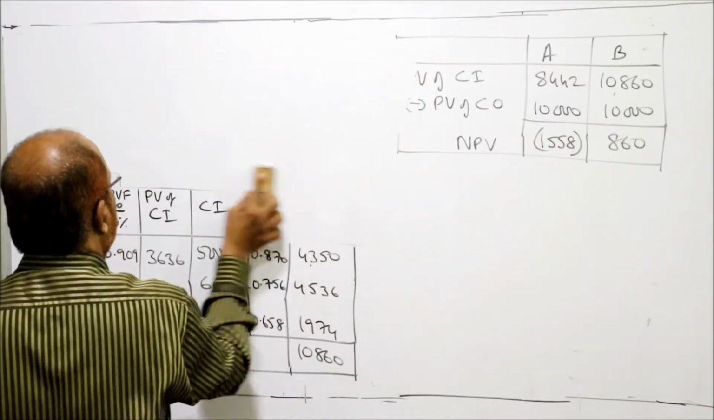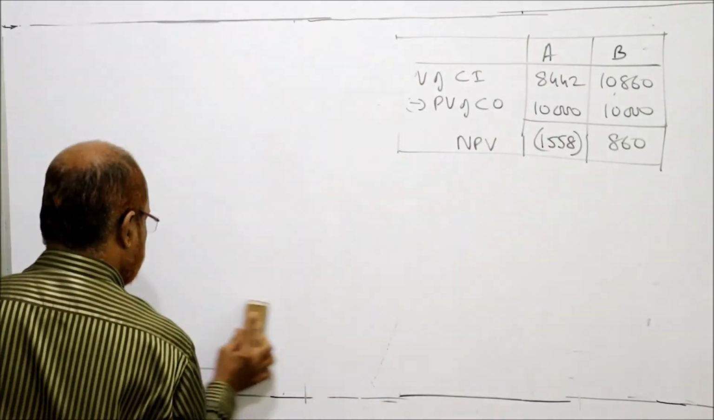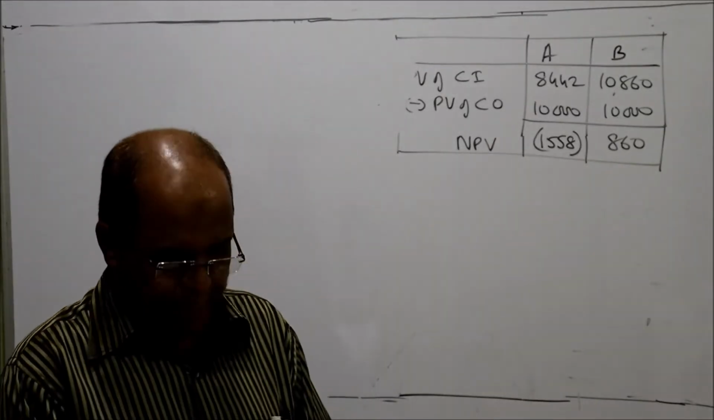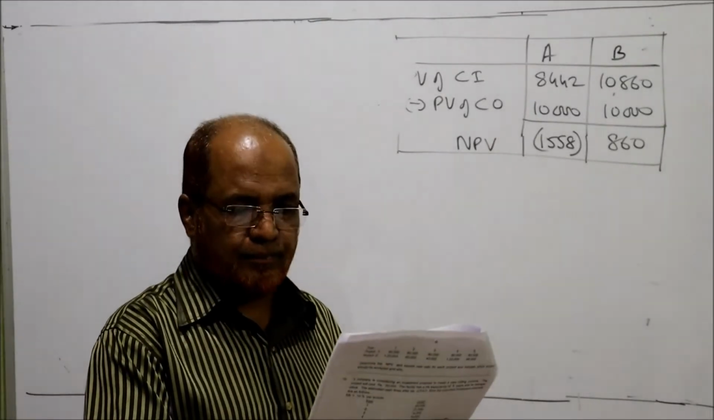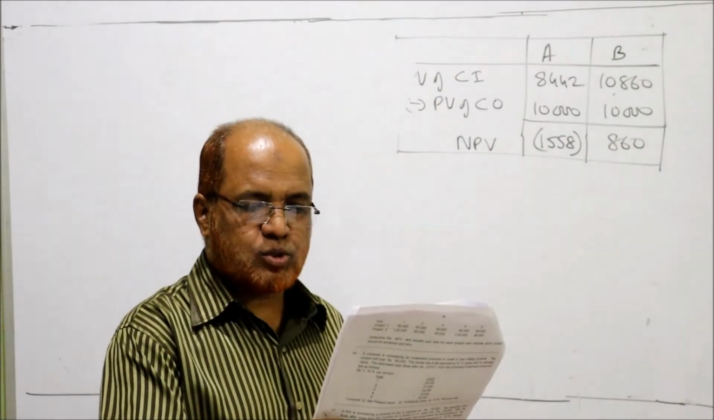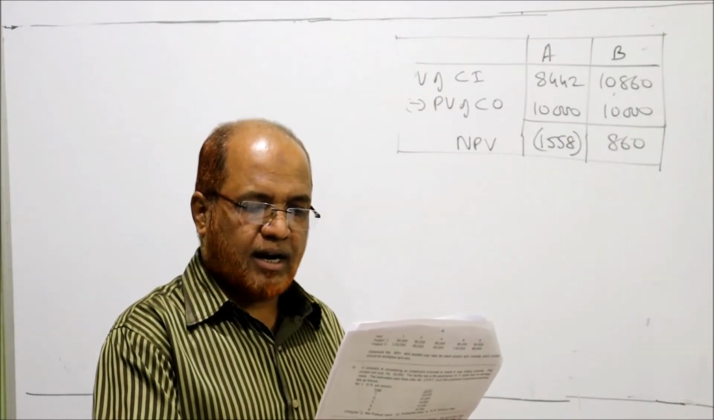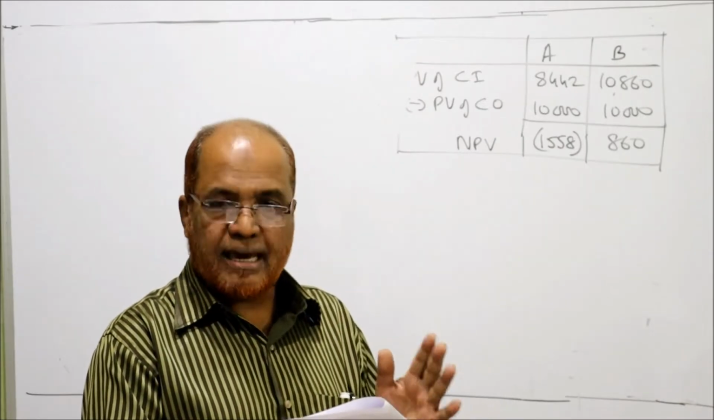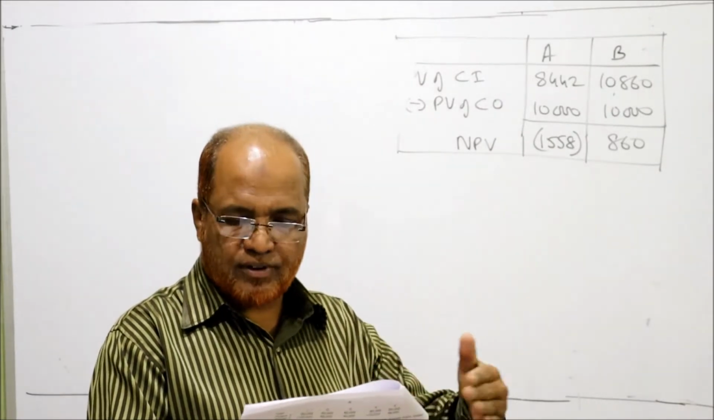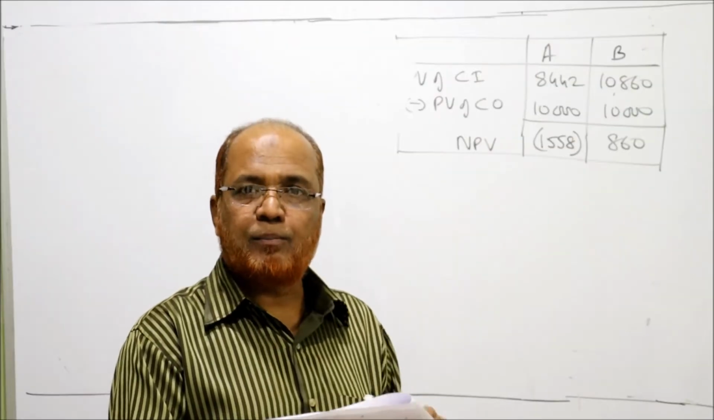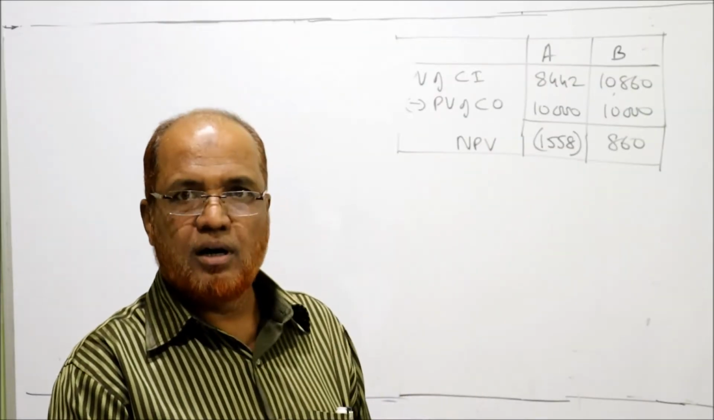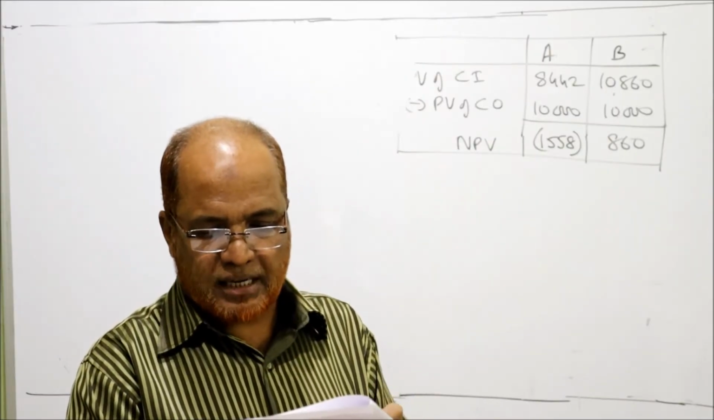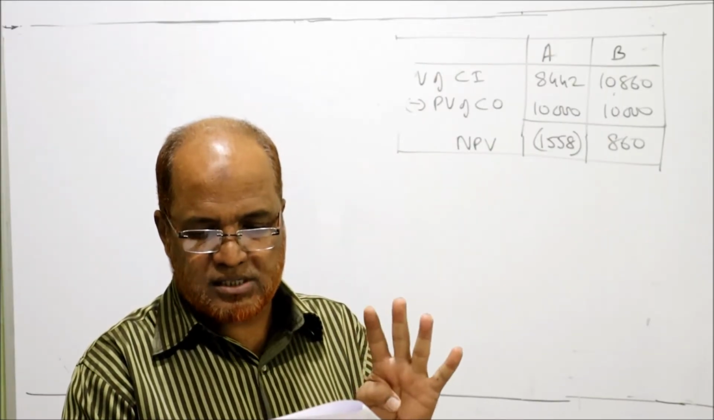Now, 23rd problem. See the problem number 23. Two projects X and Y need initial investment of rupees 25,000, 40,000 respectively and the cost of capital is 8%. So two separate projects, X and Y. X project PV of cash outflow is 25,000. Y project PV of cash outflow is 40,000. Cost of capital 8%. The cash inflows of project X are 6,000, 9,000, 13,000, 9,000. 4 years is the life.